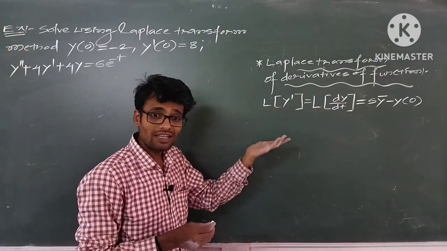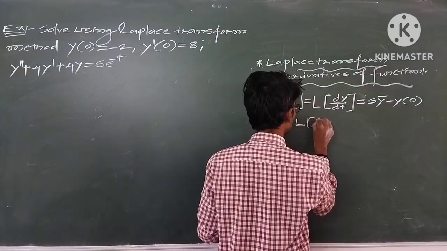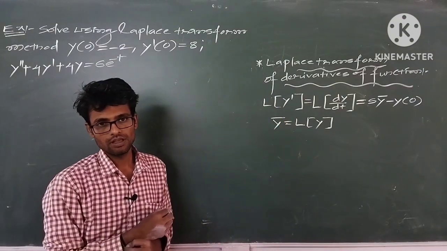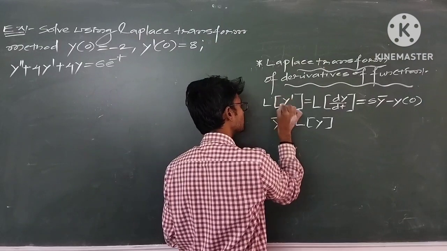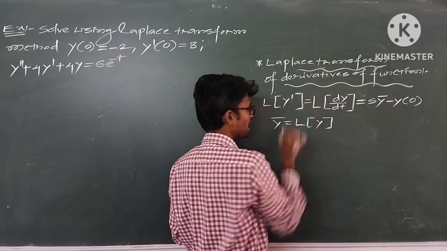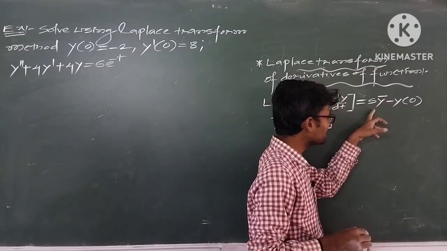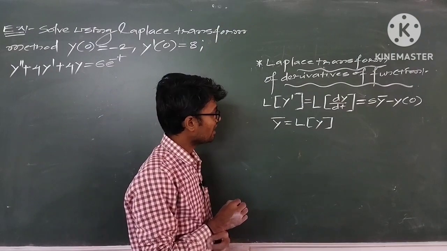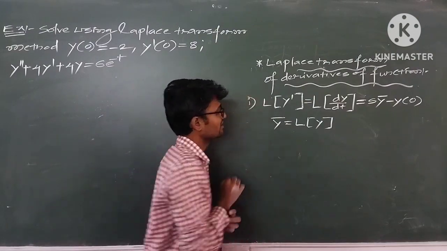Here y bar is the Laplace transform of the function y. So the Laplace transform of y dash, which is the Laplace transform of dy by dt, is equal to s into y bar minus y of 0, and y bar is equal to L of y. You remember.